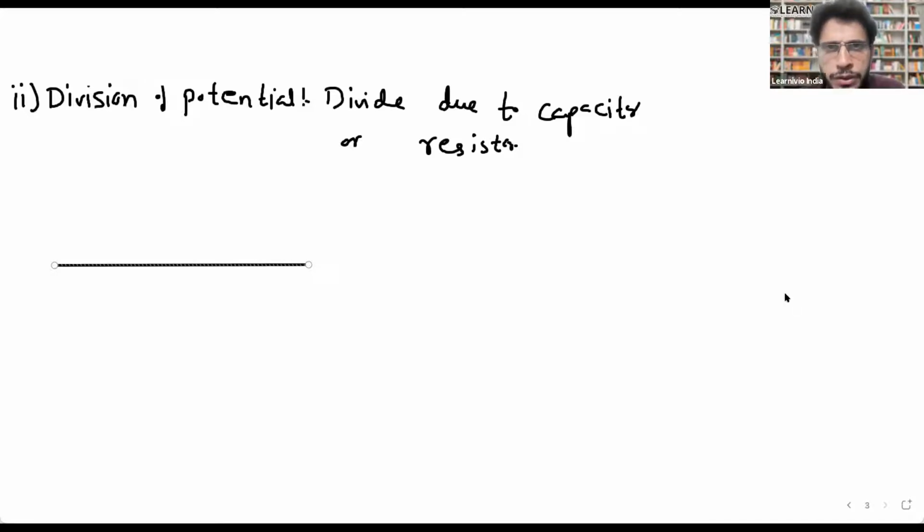Mariam, do you remember what an equipotential surface is? Yes, sir. The potential at any point of the wire is equal. The surface which has the same potential at every point. So if I take a conducting wire, the surface of the conductor is equipotential. That means if I take point A, point B, point C, all points will have the same potential: VA is equal to VB is equal to VC.